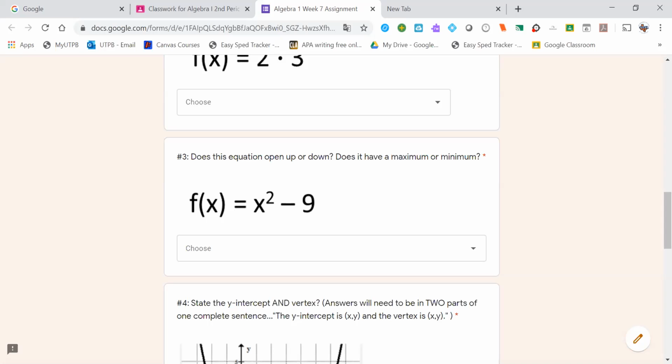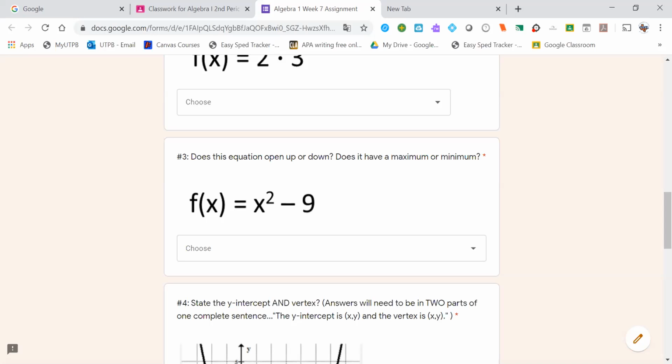Now, if you look at your notes that were provided to you, if there is a negative in front of the x squared, it is going to open down. But if there is not a negative in front of the x squared, it is going to open up. And then I'll talk to you here in just a second about a maximum or minimum.